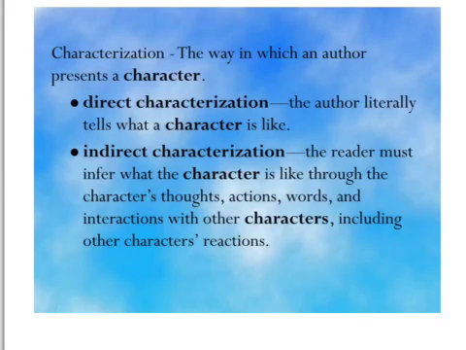Now, the way in which an author presents a character is called characterization. There are 2 main types of characterization, direct and indirect. With direct characterization, the author literally tells what a character is like. In indirect characterization, the reader must infer what the character is like through the character's thoughts, actions, words, and interactions with other characters, including other characters' reactions. Let's look at some examples.